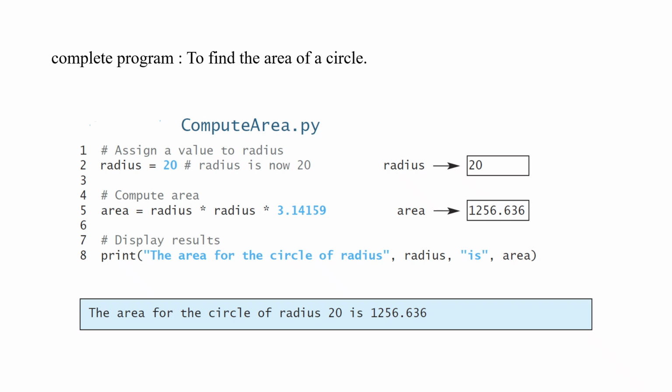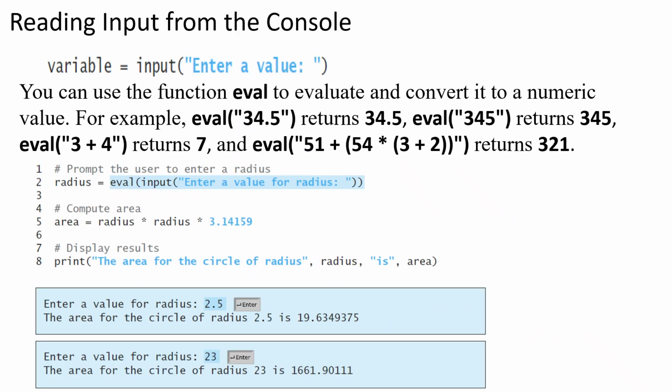Then if you want to display the results, print the area within double quotes. You specify both the radius value and the area. So the area of the circle for the radius 20 is 1256.36636. This is a simple example for finding the area of a circle using the Python language.